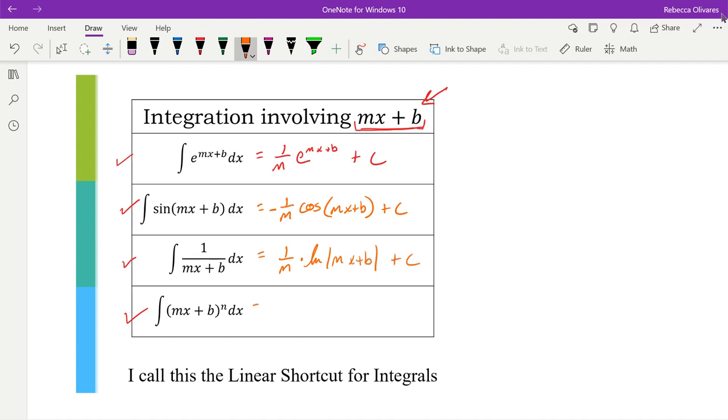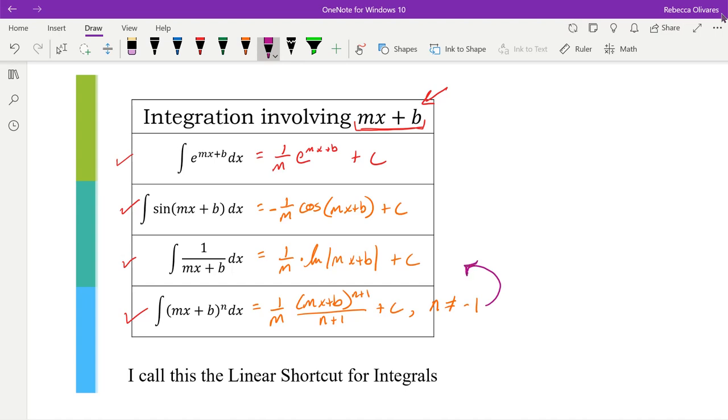And then for the next one, we would do 1 over the slope, so 1 over m, and then the antiderivative of stuff to a power is that stuff, so mx plus b to the n plus 1 power, divided by n plus 1, that new power, plus c. And then we can put an additional condition on here, since we're talking in general terms, that n cannot be equal to negative 1. The reason is that if n is equal to negative 1, then you have the situation that's mentioned right here.